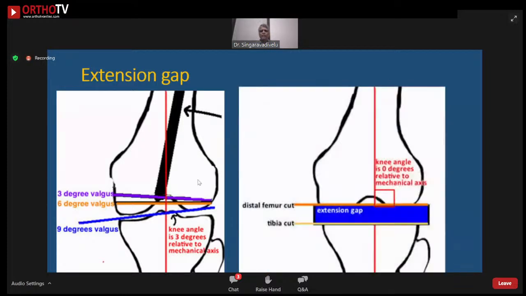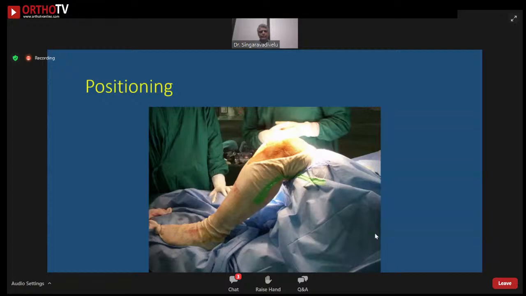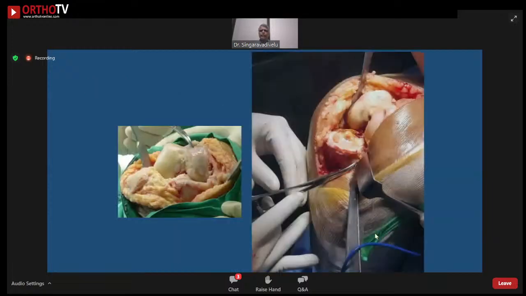So how to get that? To get the extension gap, you are taking a perpendicular cut overlooking the 3-degree of varus. So we compensate for it in the femur and we get a rectangular gap. We'll come to the flexion a little later. So you position the limb adequately, expose and sublux the tibia before we start using our jigs.